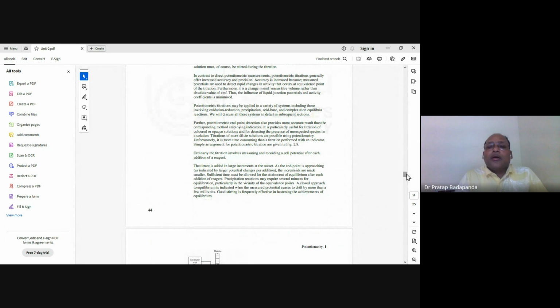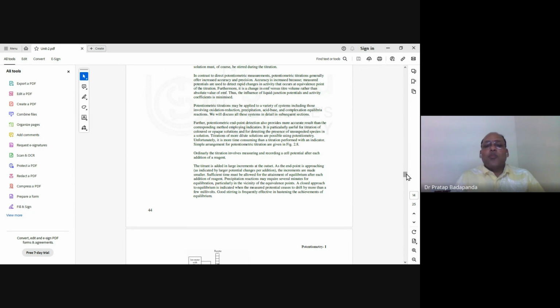Okay. Now comes the situation where we can apply potentiometric titration. It is mentioned in the second paragraph. Potentiometric titration may be applied to a variety of systems, including those involving oxidation reduction, precipitation, acid base, and complex equilibrium reactions. I told you this one. This is the area where you can use potentiometric titration.